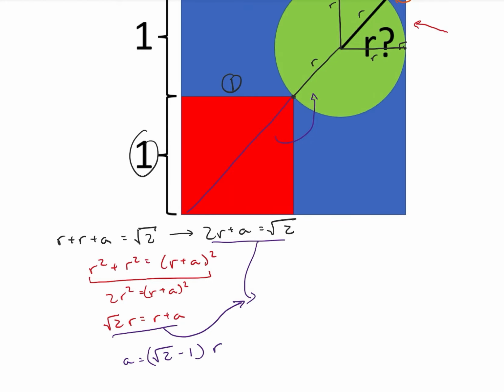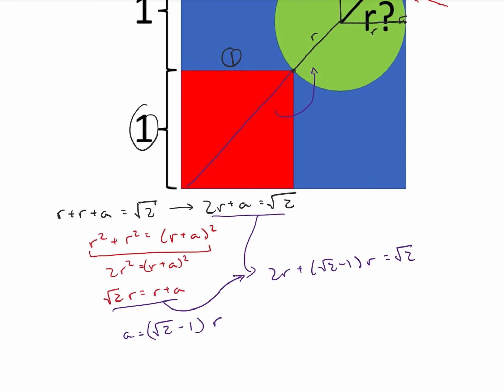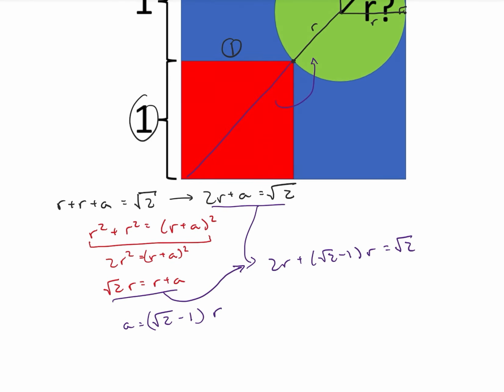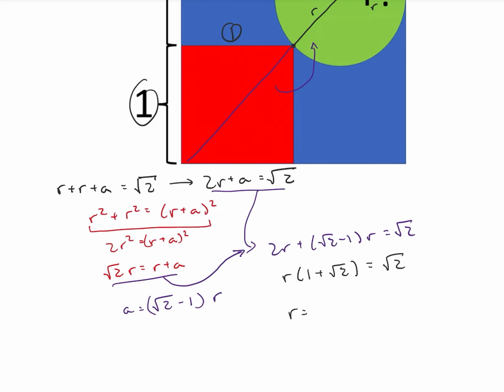And I'm going to plug that in. So I'm going to get 2r plus square root of 2 minus 1 times r is equal to square root of 2. And then I can factor that. I'm going to get r times 2 plus square root of 2 minus 1, so 1 plus square root of 2, is equal to square root of 2. Or r is equal to square root of 2 over 1 plus square root of 2. And that is actually going to be our final answer.